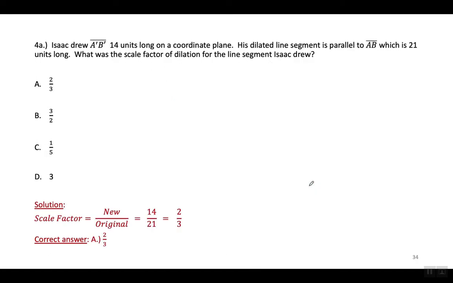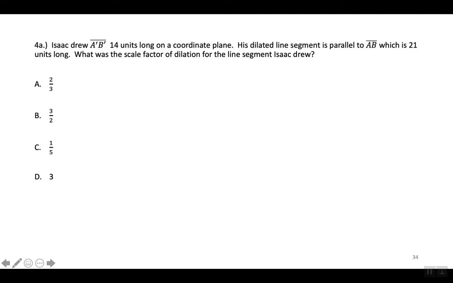I may have one more example. No, I don't. Question 4A. Isaac drew segment A prime B prime 14 units long on a coordinate plane. His dilated line segment is parallel to segment AB, which is 21 units long. What was the scale factor of dilation for the line segment Isaac drew? Alright, so what you got to realize first of all is that this one is the image, because notice the apostrophes, A prime, B prime, and this is the pre-image.